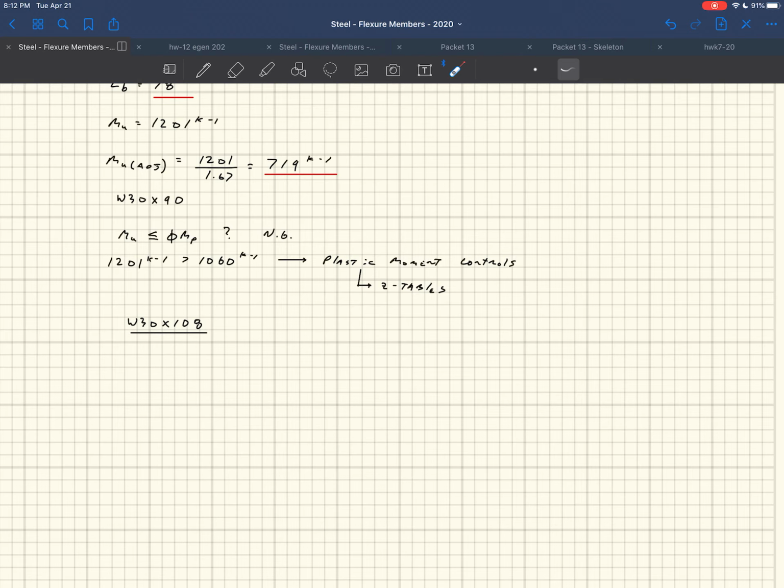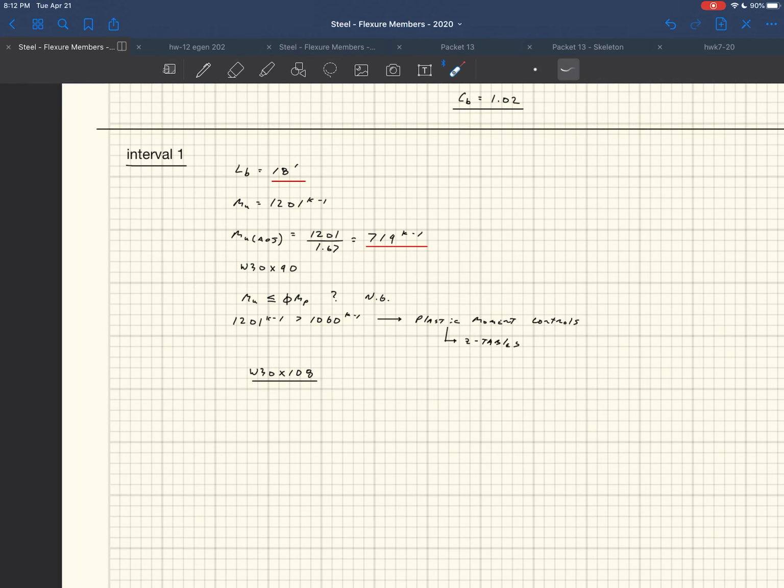And then you'd have to go check. You've got to check deflections and stuff like that. But that's only interval 1. So let's look at interval 2.